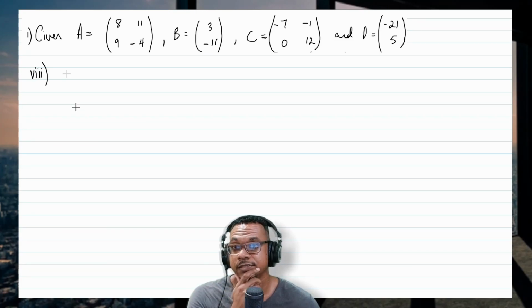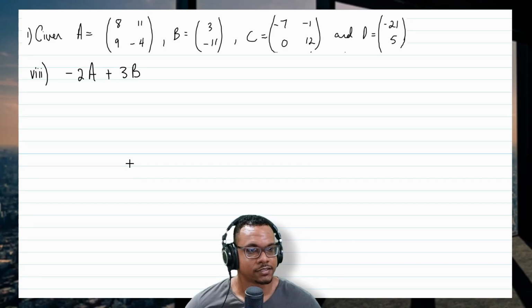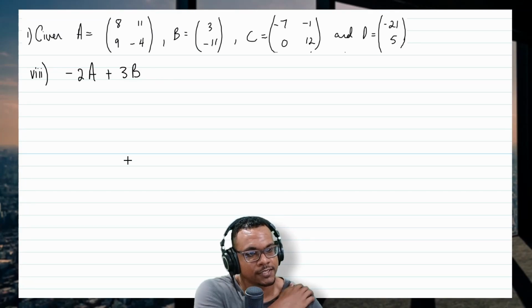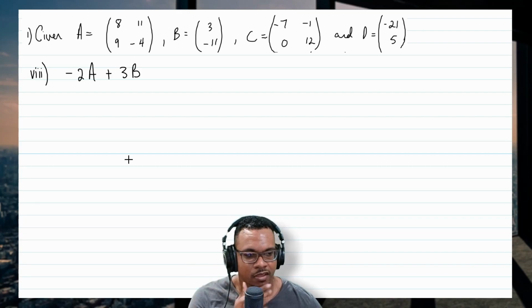What is negative 2a plus 3b? Alright, so that's about 10 minutes. I could probably take 5 minutes and do it. So that's negative 2a. You know what? Let's go take up time. I'll go through it with you.